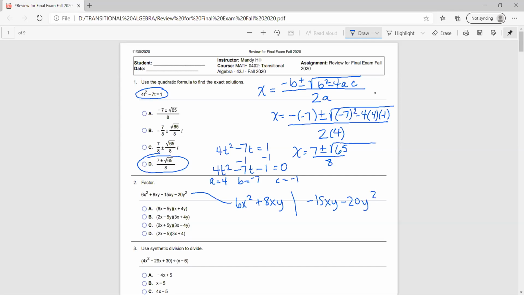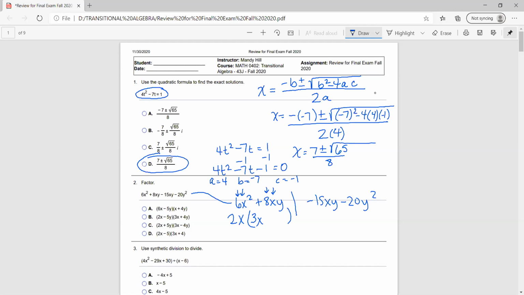Well, when I look at this, I can notice that if I look at my 6 and my 8, both of those have a 2 that I could pull out. And they both have at least one x in it, so I could pull an x out of both of those terms. I can't pull out any y's. So if I take a 2 out of 6, 6 divided by 2 would leave me with 3. If I take an x out of that, that's just going to leave me with x. Okay, so when I multiply 2x times 3x, I would get back my 6x squared.